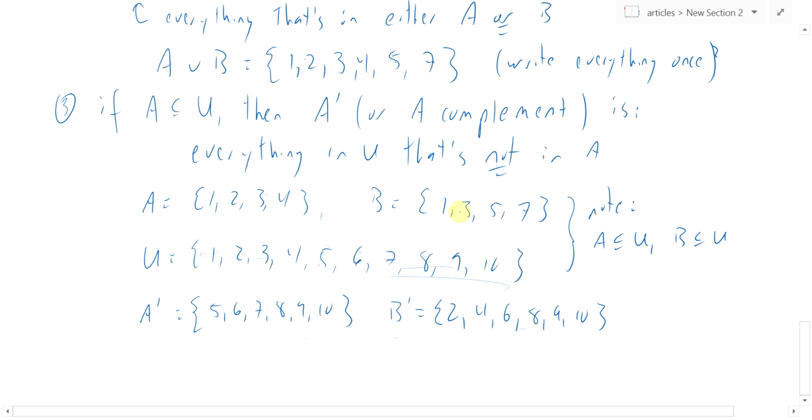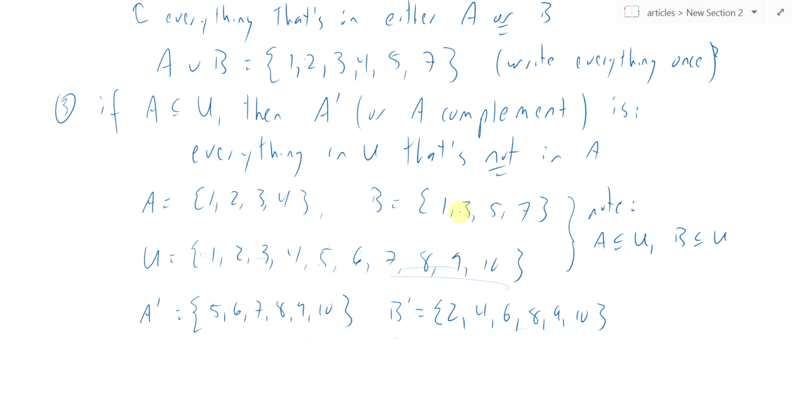We need the set U, because A is a subset of U, because otherwise complements are too big. If you just said A prime, what's everything that's not in A? Well, I'm not in A, because I am not the number 1, 2, 3, or 4. You're not in A because you're not the number 1, 2, 3, or 4. Cheese is not in A because cheese is not the numbers 1, 2, 3, 4. Everything that's not in A is an awful long list.